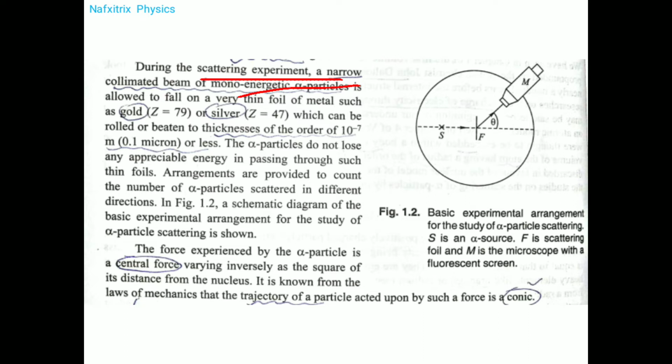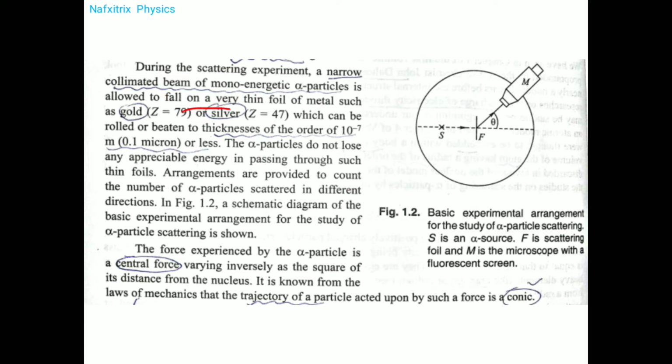If this is an atom, we send alpha particles of the same energy in this direction, this direction, this direction, and observe how they get deflected. All of them are sent with equal energies to see how they get deflected. So that is very important. The term monoenergetic is very important.